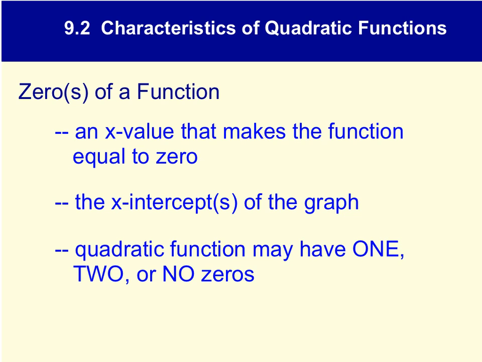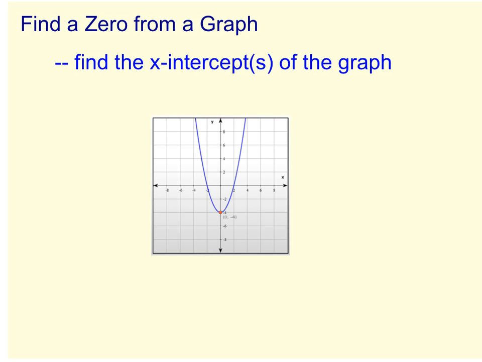So in this chapter, what you'll notice is sometimes we'll call them zeros of a function and sometimes we'll call them x-intercepts. Those two are pretty interchangeable and mean the same thing. So to find the zero from a graph, all you have to do is look at the graph and identify where it's crossing the x-axis.